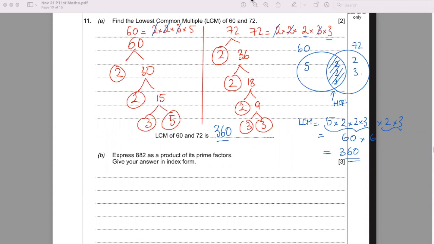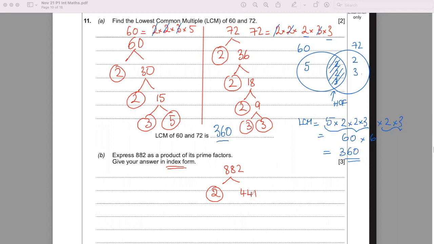B, express 882 as a product of its prime factors and give your answer in index form. Okay, so let's start with 882. I can actually divide that by 2, okay, because it's an even number. So I could have 2 and 441. Circle the 2 because that is a prime number.